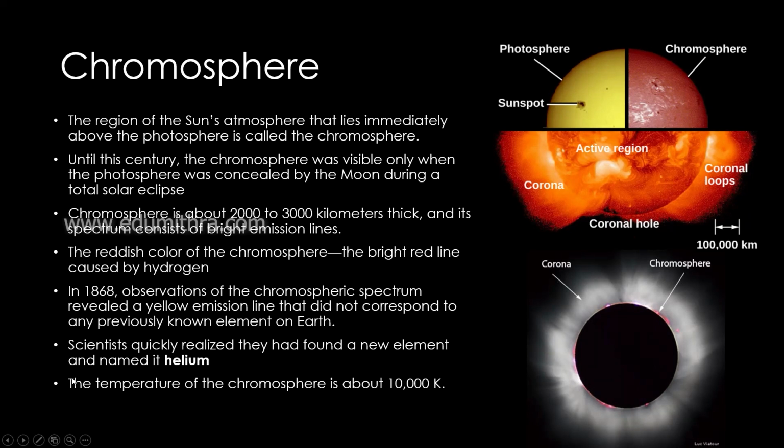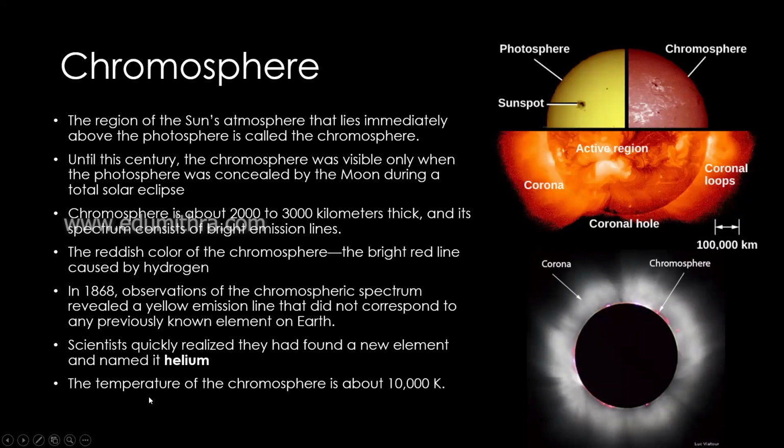Okay. Now there is another thing. Scientists in 1868, during observation of the chromospheric spectrum, analyzed the light from the chromosphere and revealed a yellow emission line that did not correspond to any previously known element on Earth. So it was a new element, and the scientists quickly realized that they had found a new element and named it helium. So helium was first found from the chromosphere, or simply from the sun. That is why the name helium.